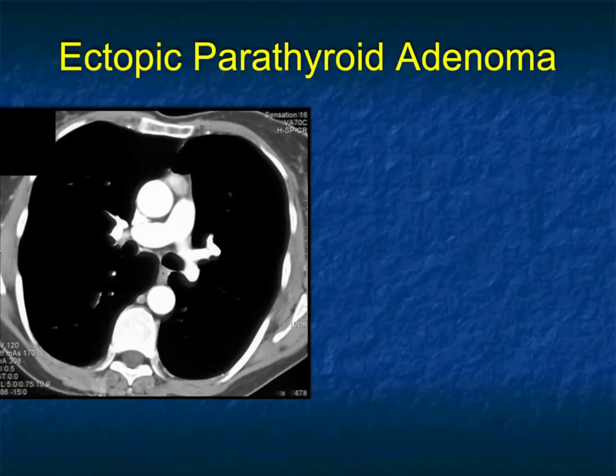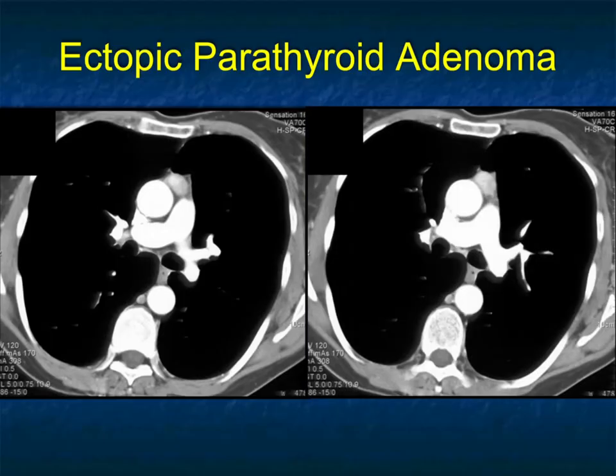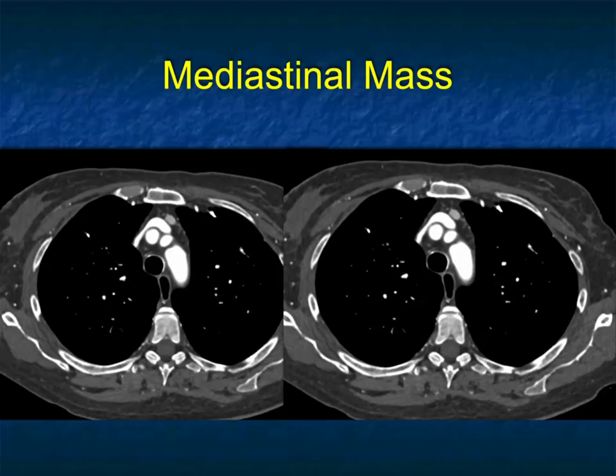Another case, what about this patient? Looking for an ectopic parathyroid adenoma. There is a mass in the anterior mediastinum. That could easily be a thymoma. I would have no problem. And if I had to pick something, I would have said thymoma, enlarged node. I would have probably not even mentioned ectopic parathyroid adenoma, but that's what it was.